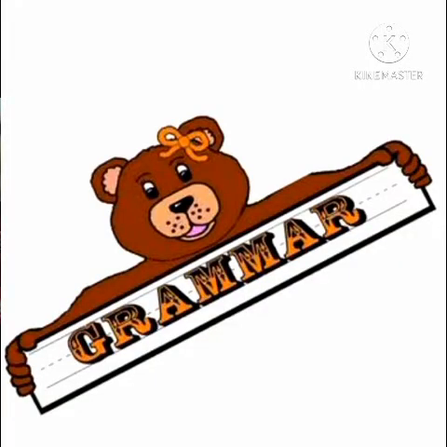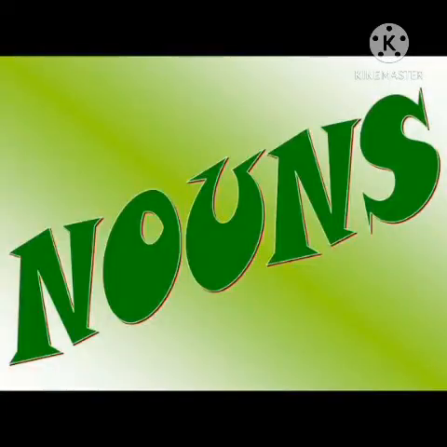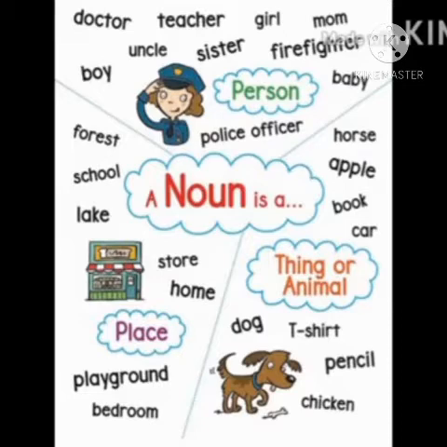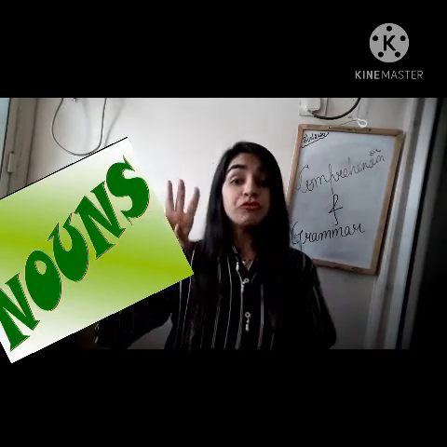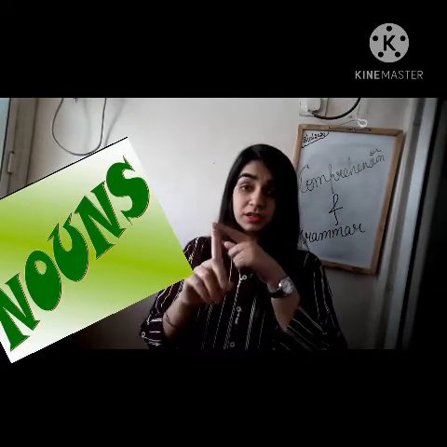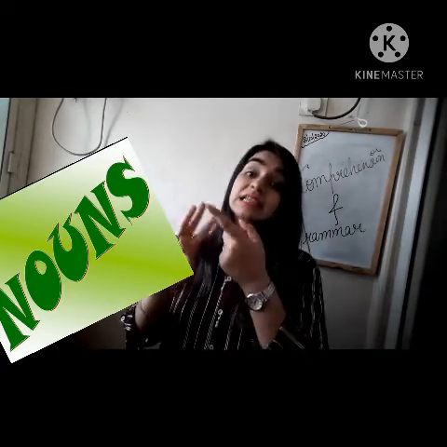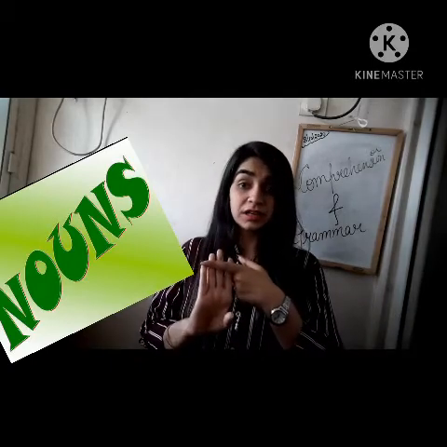Now let's start with grammar topics. So let's start with nouns and their kinds. A noun is the name of a person, place, animal or thing. See some of the examples: doctor, school, horse, pencil, etc. There are 4 kinds of nouns: common noun, proper noun, collective noun and abstract noun.